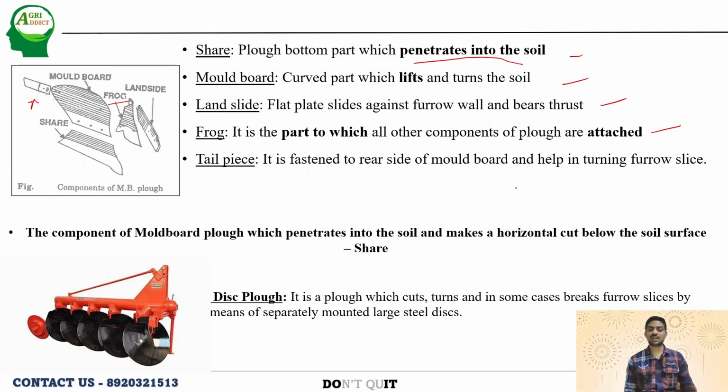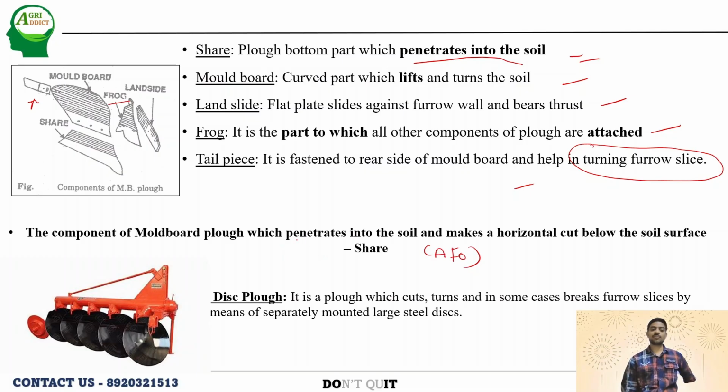For the frog, all parts are attached. Landslide slides and bears the thrust. Tail piece, this one, I have shown with an arrow mark. The tail piece is fastened at the rear side of the mold board, helping in turning the furrow slice. Very important. To turn the furrow slice, we go for the tail piece. This is the kind of question that was asked in a previous year AFO exam.